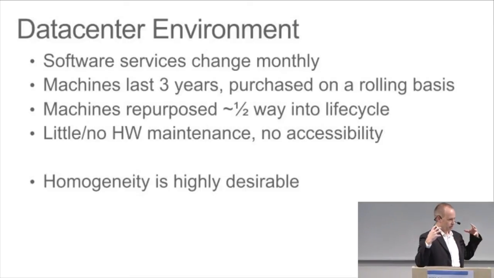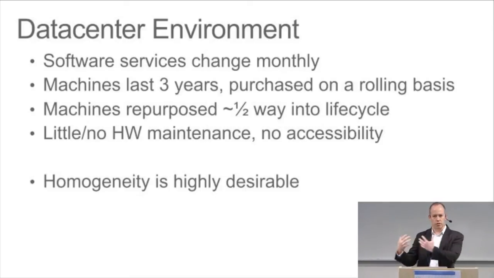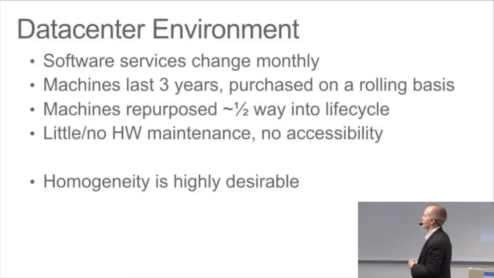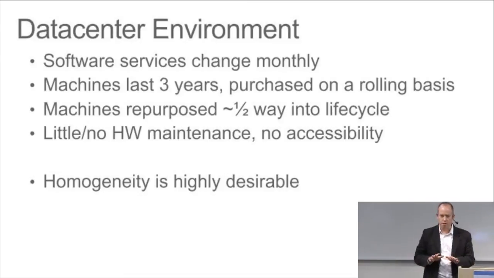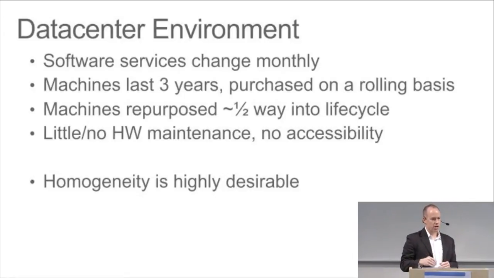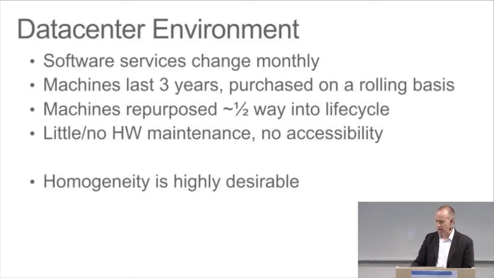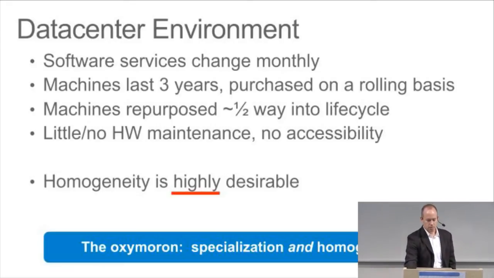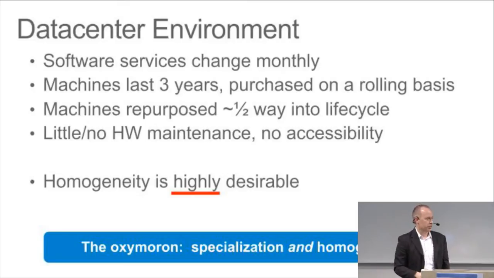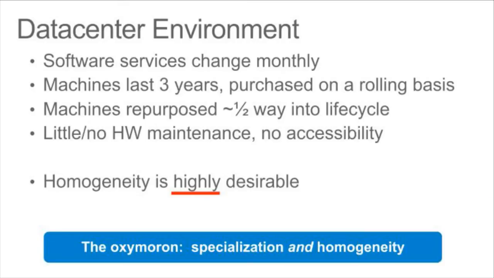So some services get the best new machines. Other services get the older, slower machines with less storage. And so you've got this waterfall effect of services rolling down to machines. They get repurposed a third or halfway into their life cycle. And you can't afford to maintain them very much in hardware. So if a machine breaks, it might be weeks before you pull it out and repair it. You really want that infrastructure to stay up and stay automated. So for all these reasons, the homogeneity, all of the servers being as similar as possible, is highly desirable. Okay, so we want specialization and homogeneity, and that's kind of an oxymoron.